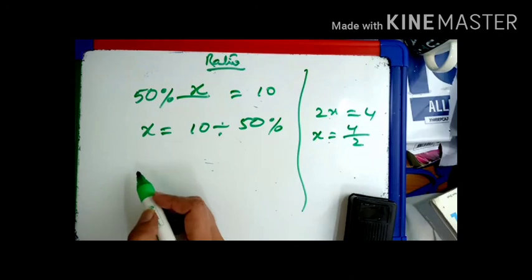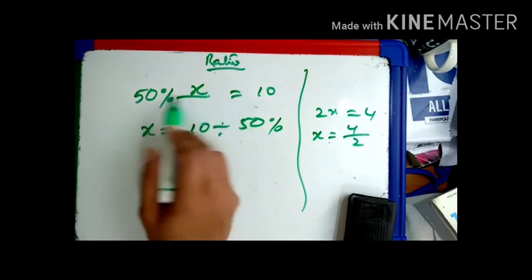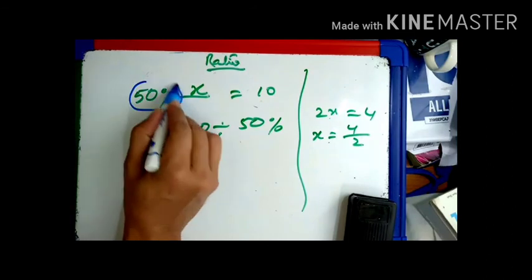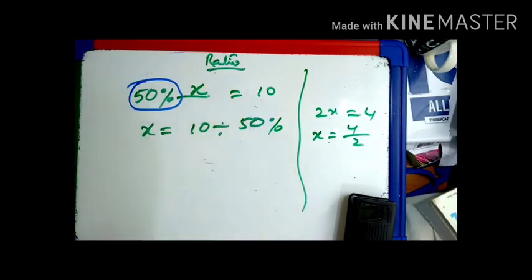You got it? 10 divided by 50%. This I will shift 50%. And when we get the answer, is this the answer, or do we have another step? We will solve. First, I shifted over on the right side. Got it? 10 divided by 50%.